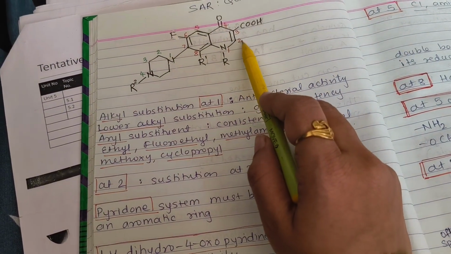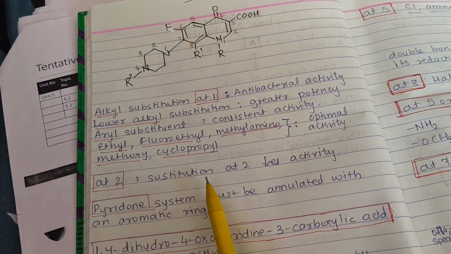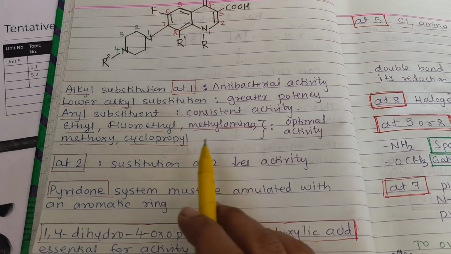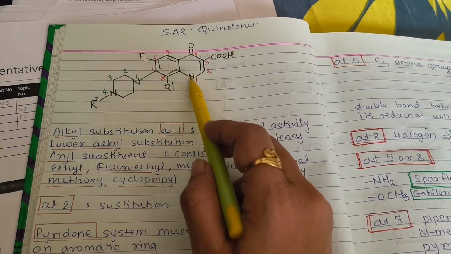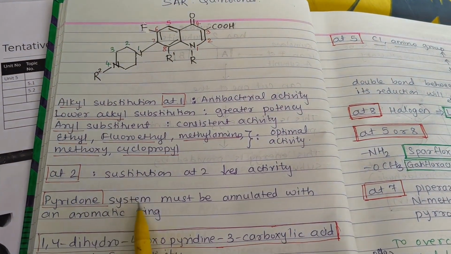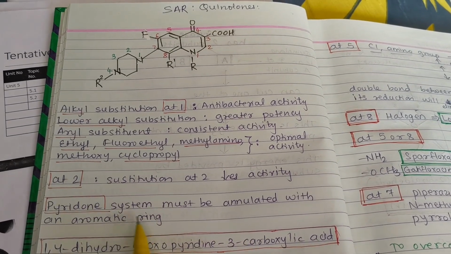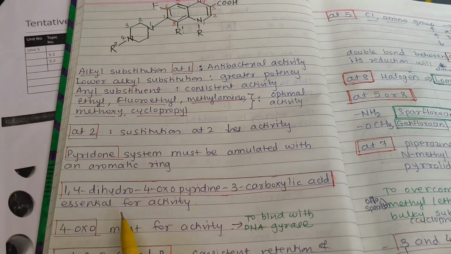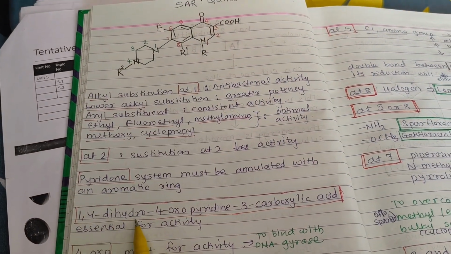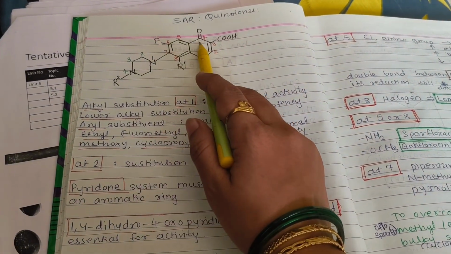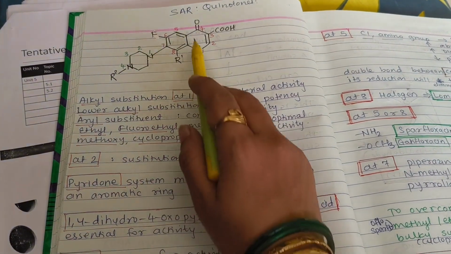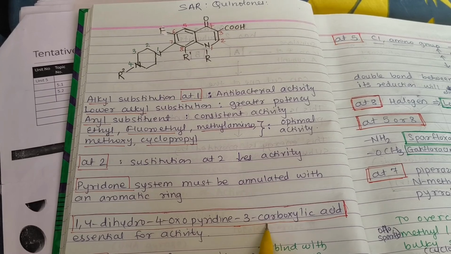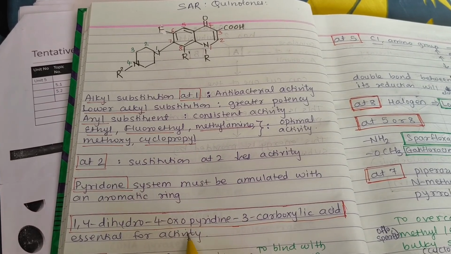Now talking about the second position. Substitution at the second position reduces the activity. Next, pyridone. The pyridone system must be annulated with an aromatic ring. 1,4-dihydro-4-oxo-pyridine-3-carboxylic acid is very much essential for the activity.